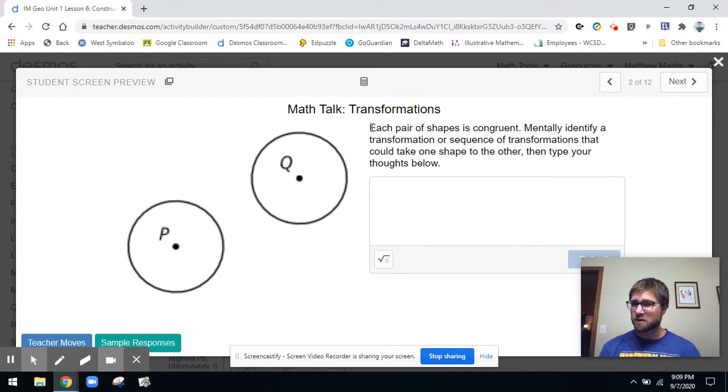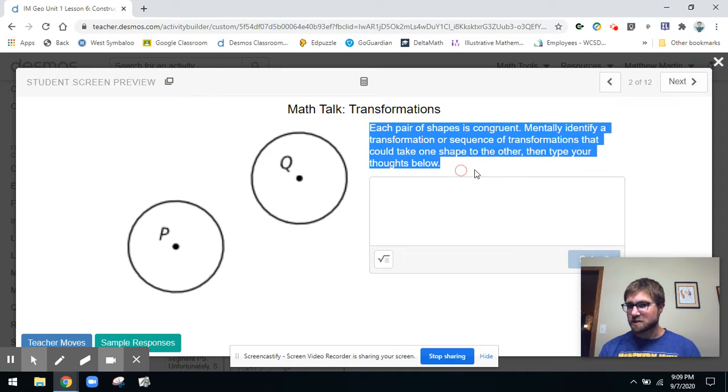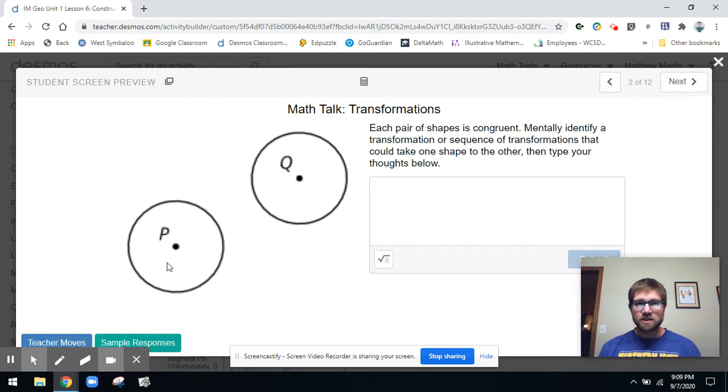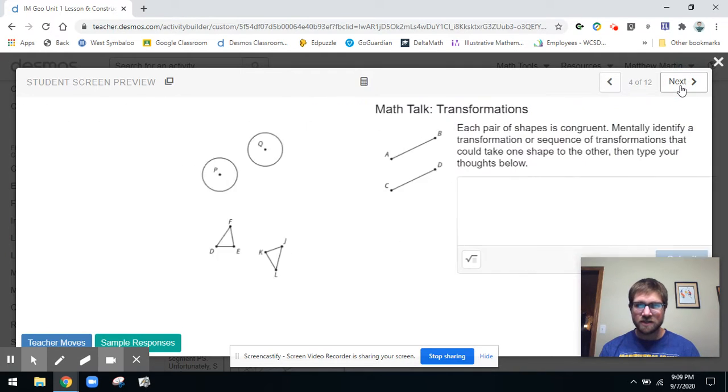I hear that you've talked about these before back in 8th grade maybe, in a unit called kaleidoscopes, possibly. Anyway, just wanted to review that briefly since it's coming up soon. It says here that each pair of shapes is congruent. We want to mentally identify a transformation or sequence of transformations that could take one shape onto the other. And type your thoughts below. If you want to do that, pause and try this now on the activity.